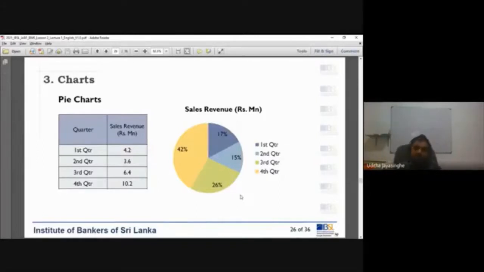So to identify these numbers of 17%, 15%, 26% and likewise, what we merely have to do is take the total here, 4.2 plus 3.6, the addition of these items should give you a value of maybe 24.4, something like that. Take your calculator too. I really don't want to spend more time here. Just that number, 4.2 divided by 24.4, is going to give the relative percentage of 17%.